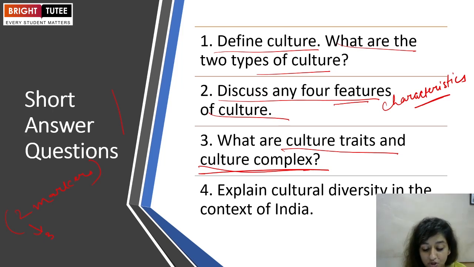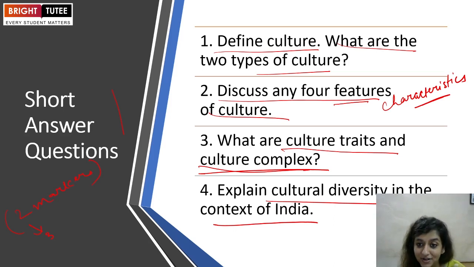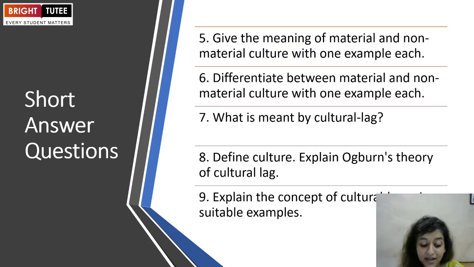Here, the last question says, explain cultural diversity in the context of India. Very easy for all of you to explain. You will talk about how we have varied castes, subcastes. You have a multicultural society, you have varied religious communities. Because of that, it gives India a glorious multicultural character. So that is what is there in the short answer type questions.